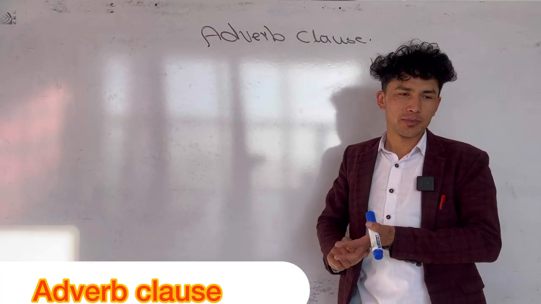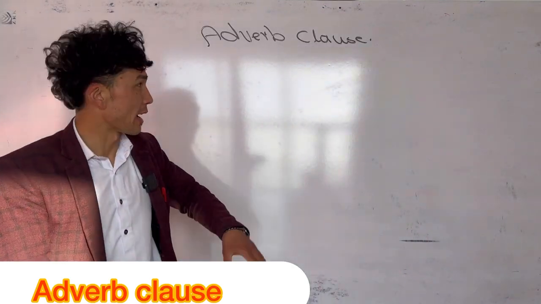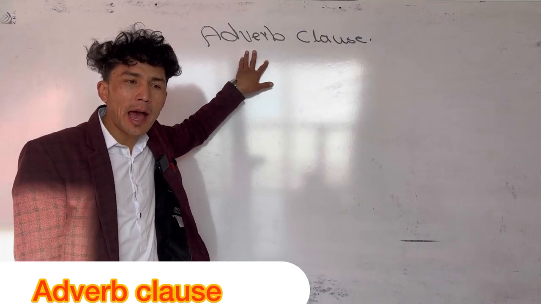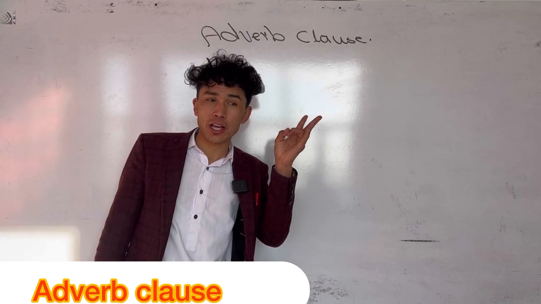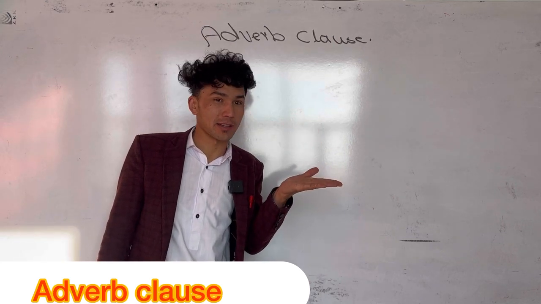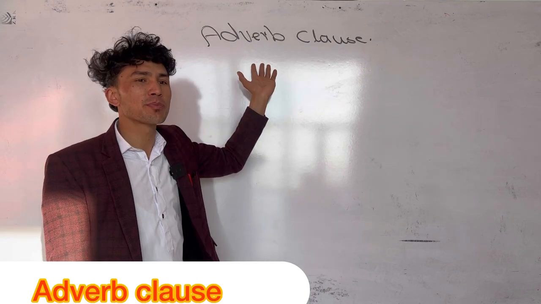Adverb class. What is adverb class? First up, let's go individually with every single word. Adverb. What is adverb? Adverb is a word which is used to modify an action verb, adjective, or another adverb in a sentence. Is this correct? Yeah. That is okay.